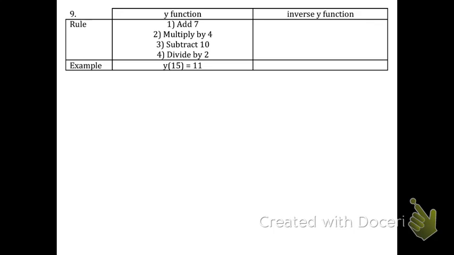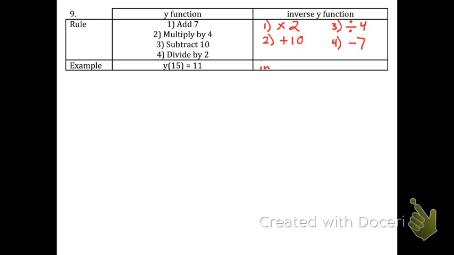Alright, now trying to find out the inverse y function. The y function has 4 steps, so the inverse y function is also going to have 4 steps. So first I'll undo the divide by 2 by doing multiply by 2. Next I'll undo subtract 10 by doing plus 10. Third step, I will undo multiply by 4 by doing divide by 4. And then the fourth step, I will undo add 7 by doing subtract 7.